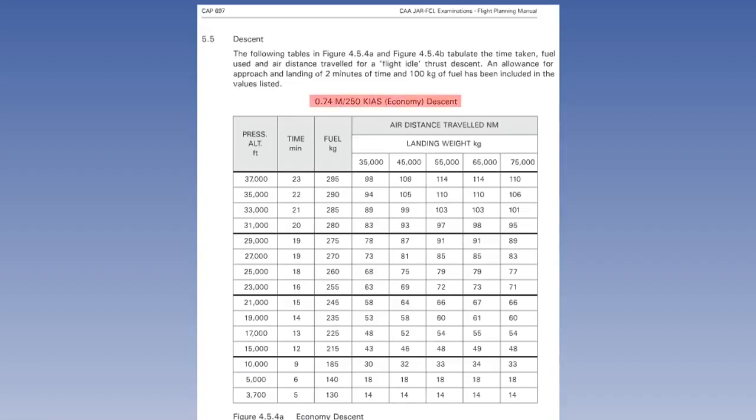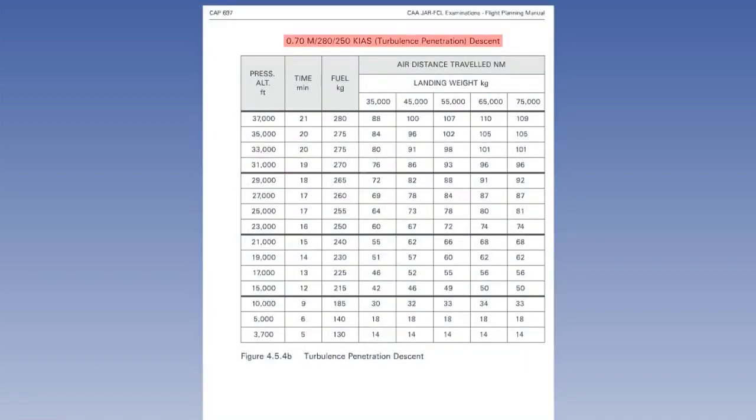Table 454A on page 69 and Table 454B on page 70 are used to determine the time, fuel and air distance travelled for a descent using flight idle thrust setting. Figure 454A contains the data applicable to a standard economy descent, whilst Table 454B contains the data for turbulence penetration descent. Both tables are used in the same way, but once again, it is important that care is taken in the choice of the correct table.